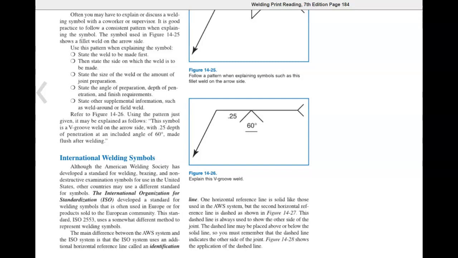Refer to Figure 14-26 using the pattern just given. It may be explained as follows. This symbol is a V-groove weld on the arrow side with a quarter, 0.25, depth of penetration at the included angle of 60 degrees made flush after welding.